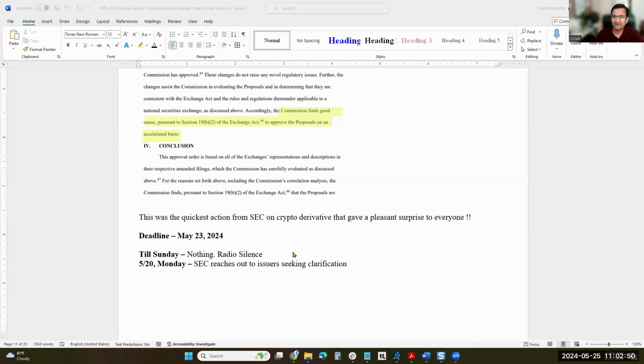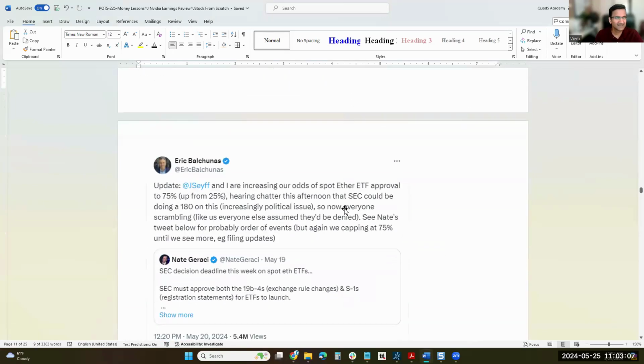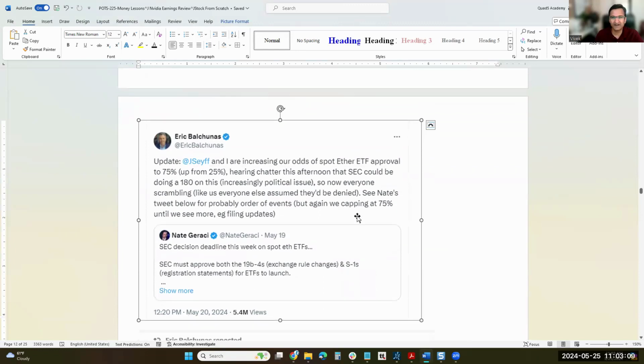The applications have been filed for months, and there is radio silence from the SEC. No comment, nothing else till Sunday. Suddenly on Monday, the SEC reaches out to issuers asking for some clarifications. And suddenly everyone woke up, and Eric Balchunas, who is a Bloomberg ETF analyst, said, now we are changing our odds for ETF approval from 25% to 75%.